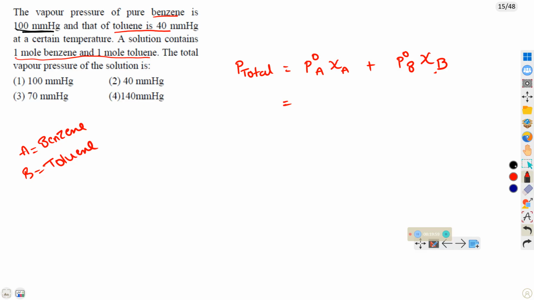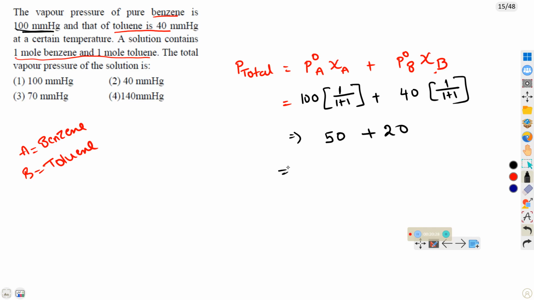That is equal to P naught A, vapor pressure of benzene 100, into mole fraction of benzene, number of moles of benzene by number of moles of benzene plus number of moles of toluene, plus vapor pressure of toluene 40, 1 by 1 plus 1. 100 by 2 value is 50, 40 by 2 value is 20, that is equal to 70 mmHg. Third option correct.